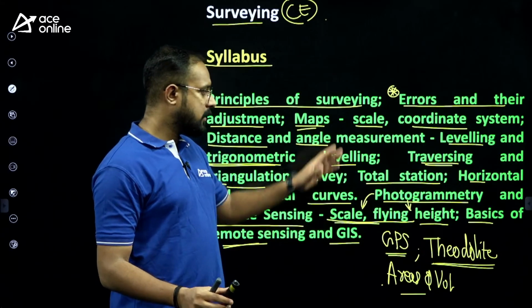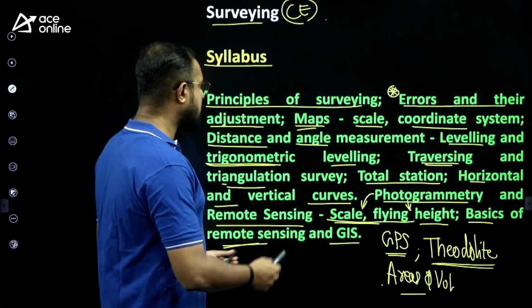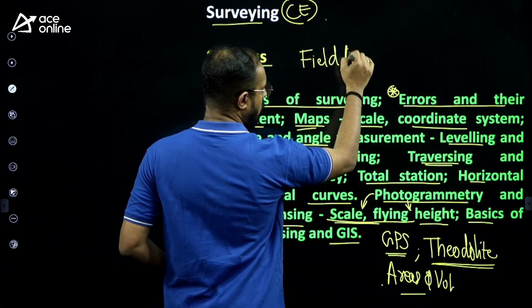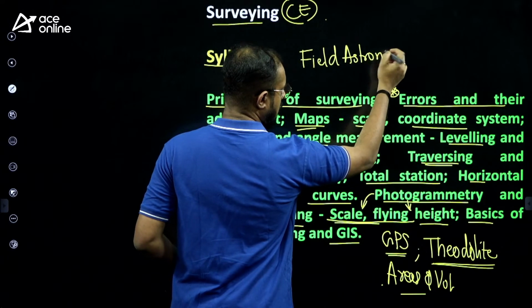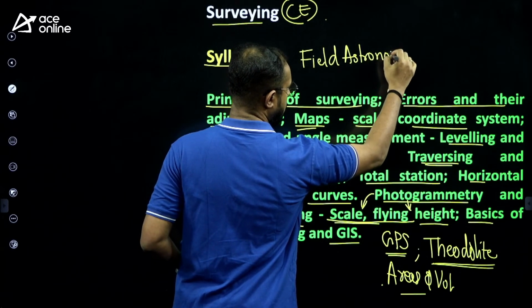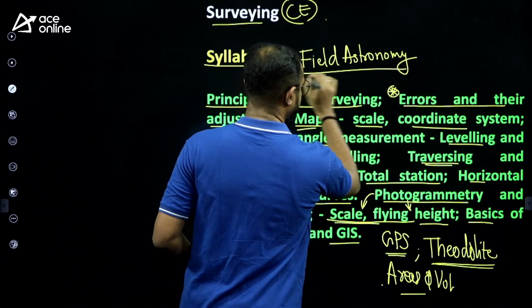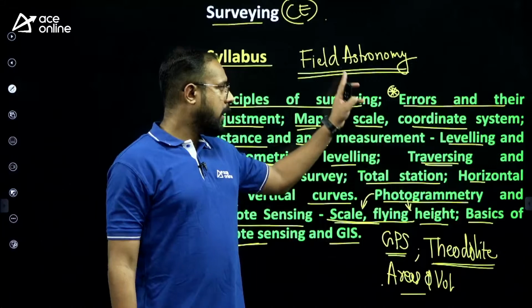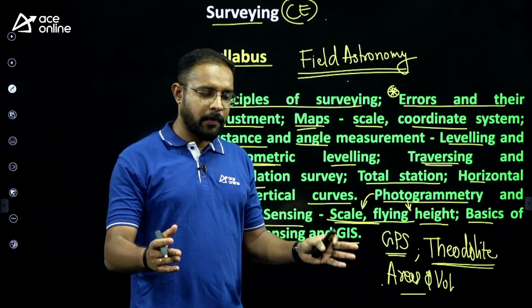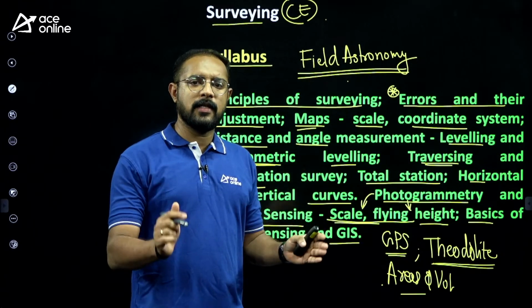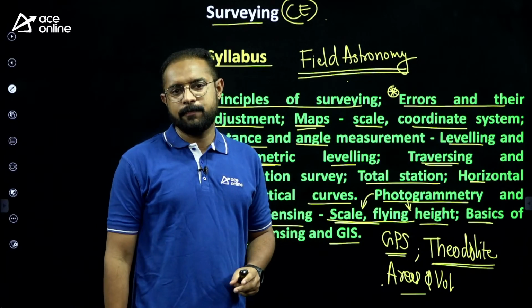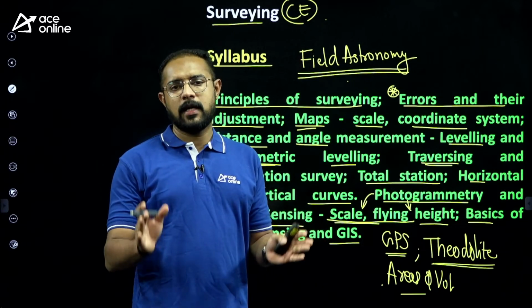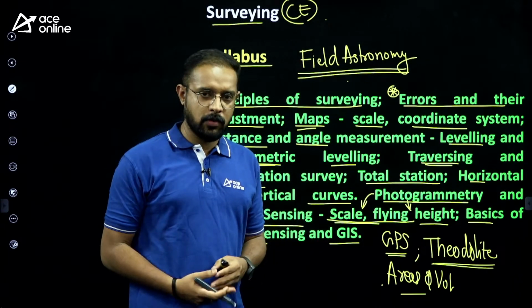Right? In ESE, the syllabus is almost the same, but one extra topic is there for ESE, that is field astronomy. Field astronomy is a very interesting topic. If you analyze the previous year ESE questions, every year in ESE there is one question from this particular topic. Guaranteed, one question is there in ESE prelims. Last year in ESE mains, there was also one theoretical question.